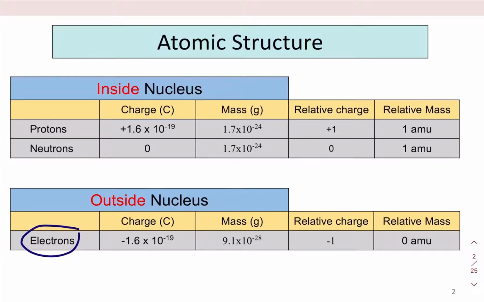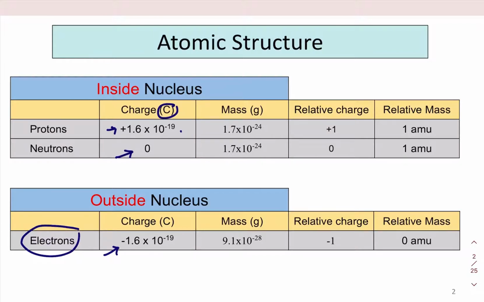Let's talk about their charge first. If you look at it, protons have a positive 1.6 times 10 to the negative 19th coulombs. That's what these are right here. It's in coulombs. And electrons have a negative 1.6 times 10 to the negative 19th. So they're essentially the same charge but opposites of each other. And neutrons have no charge whatsoever.